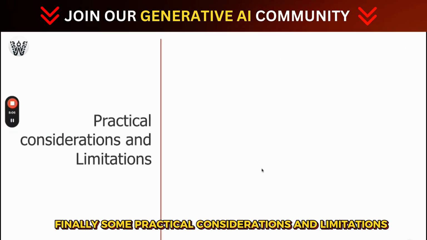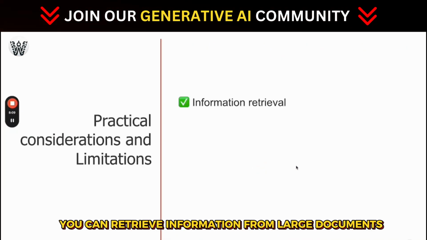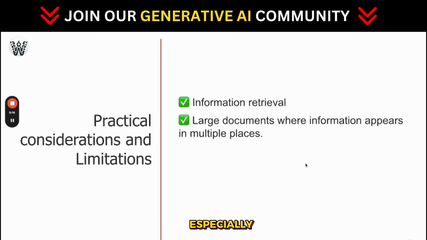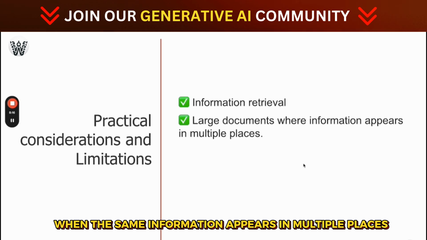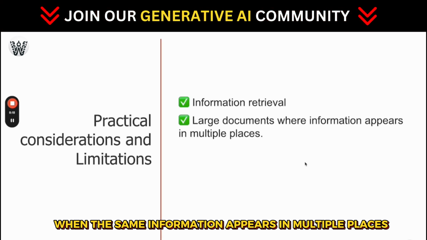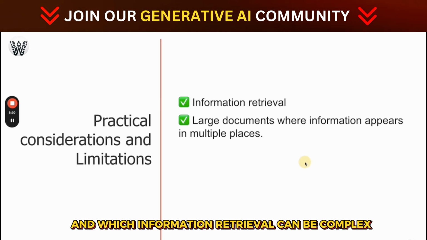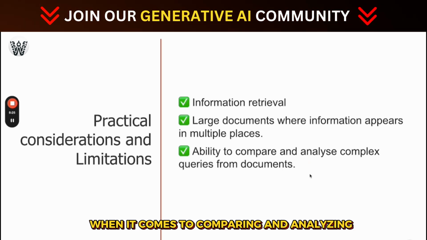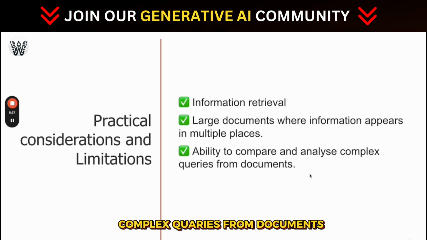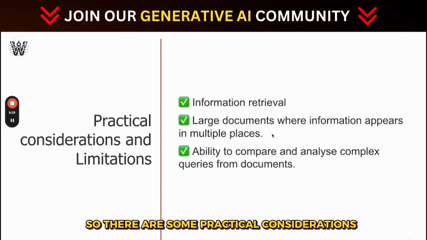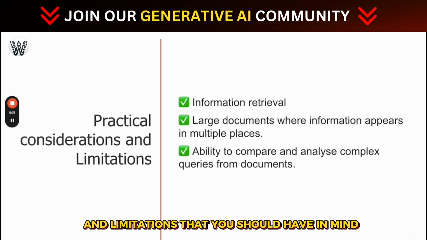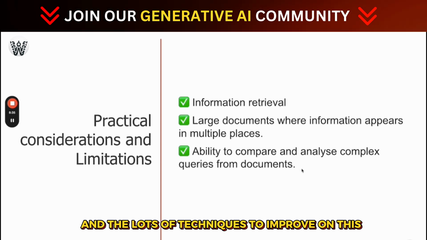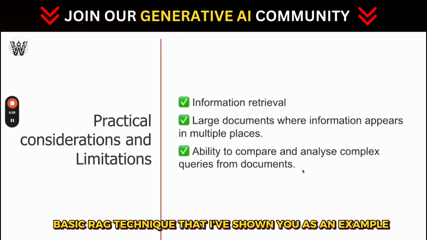Finally, some practical considerations and limitations. You can retrieve information from large documents using this technique. Especially, there are some challenges when the same information appears in multiple places, in which information retrieval can be complex. Similarly, there can be a limitation when it comes to comparing and analyzing complex queries from documents. So there are some practical considerations and limitations that you should have in mind. This is an evolving area of research, and there are lots of techniques to improve on this basic RAG technique that I've shown you as an example.